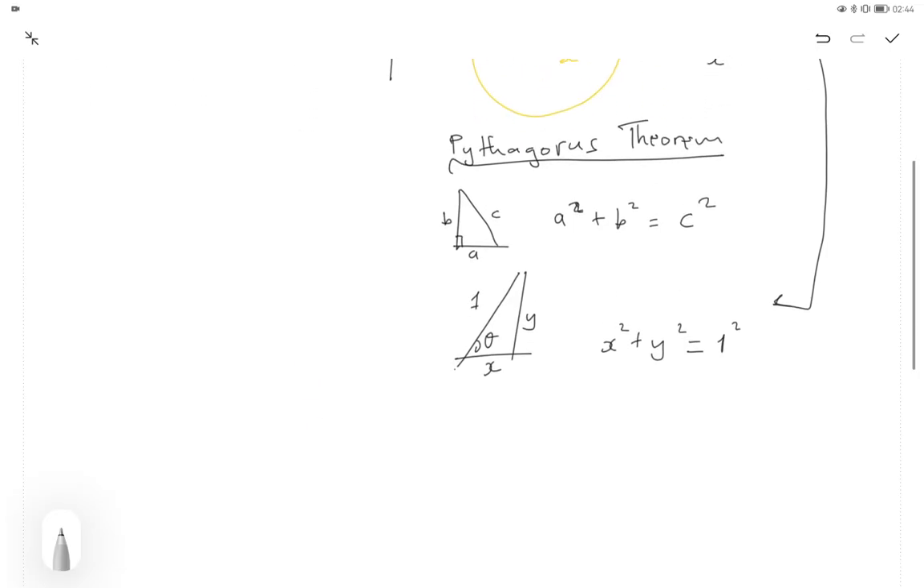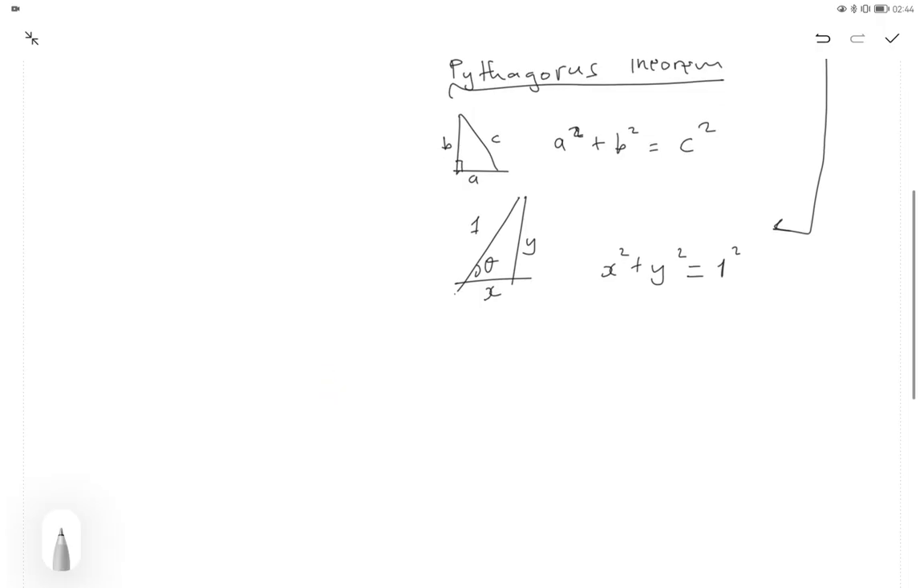But if you look at this triangle, you're going to express y and x in terms of theta using trigonometric functions. We can start with, say, sine theta is equal to opposite over hypotenuse. The opposite is y, the hypotenuse is 1, which is equal to y. At the end, we can draw this conclusion that sine theta is equal to y.